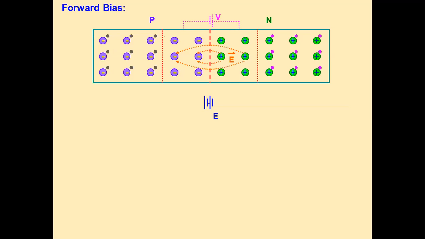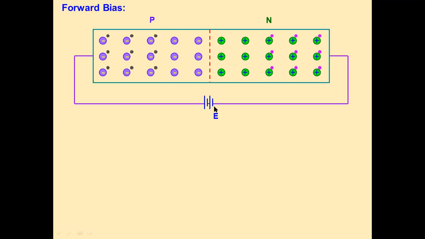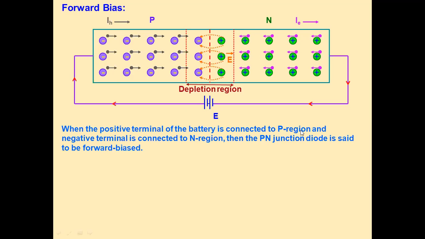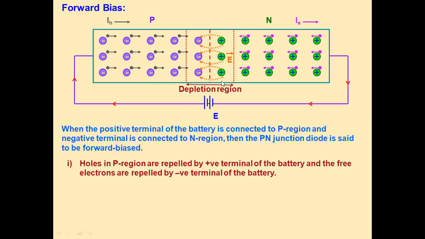In the forward biasing, what happens? This is the battery, the external source of energy, and when the positive terminal of this battery is connected to the P region and negative terminal is connected to the N region, then the PN junction diode is said to be forward biased. And in case of forward biasing, the depletion layer width is very small. What is the reason behind this?